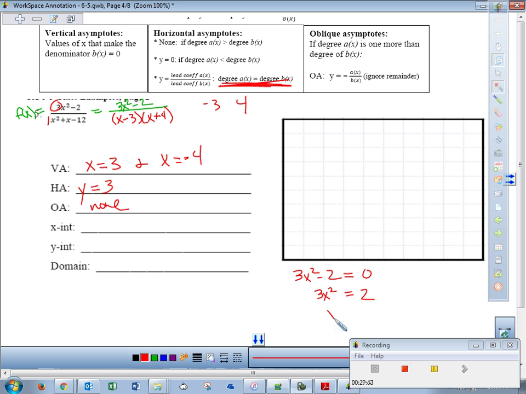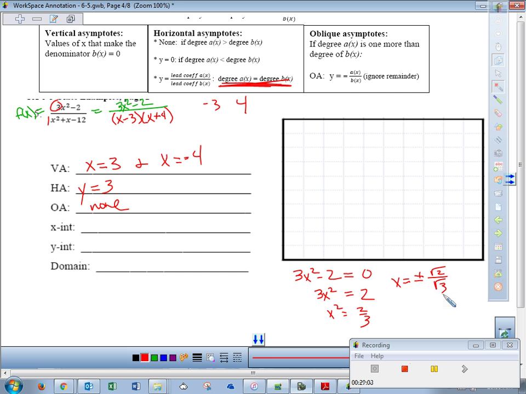Divide by 2. And then the fun part. Now we got a square root of 2/3. So, since the square root, you get x equals plus or minus square root of 2 over square root of 3.